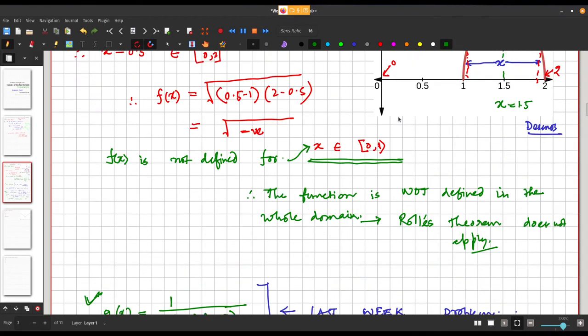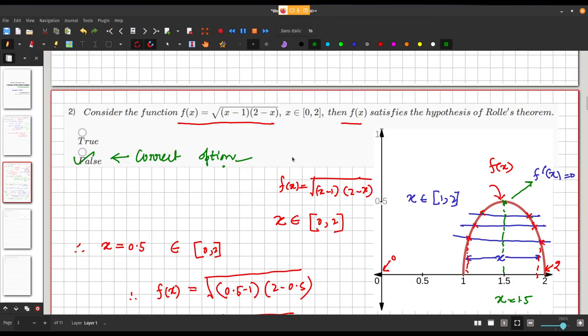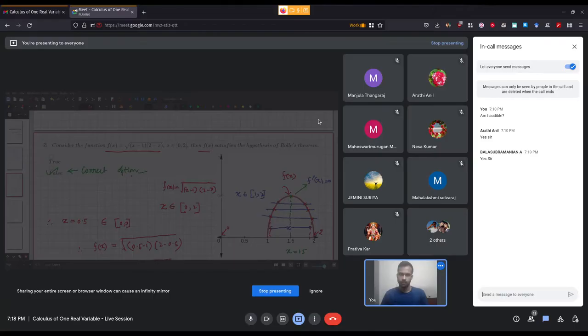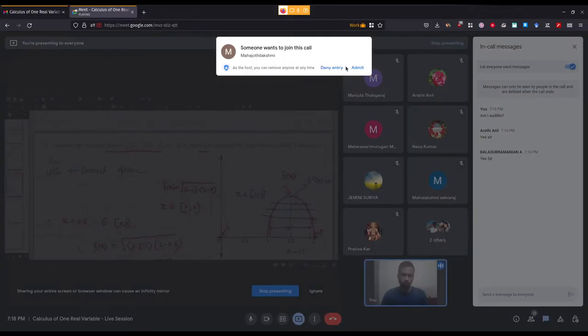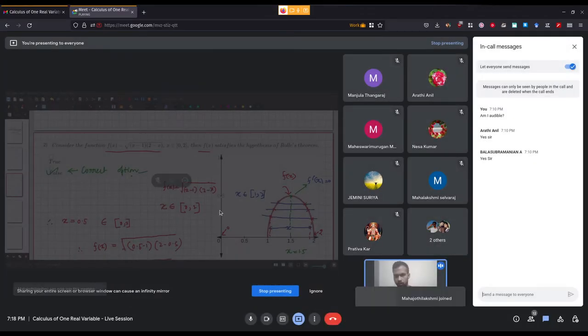Okay, so for the given problem, the answer will be false, but if we modify the domain to be 1 to 2, then Rolle's theorem will be applicable. So that was problem number 2. Does anyone have any question about that? If you have any doubt, please let me know in the chat or unmute yourself and you can speak.